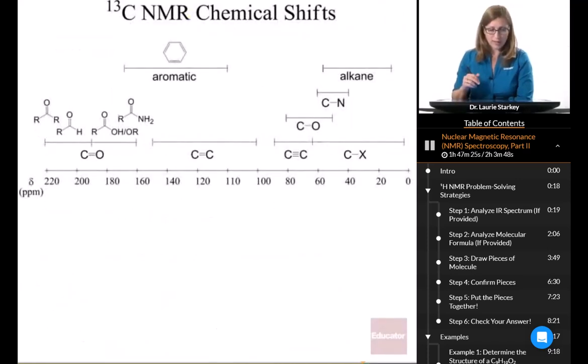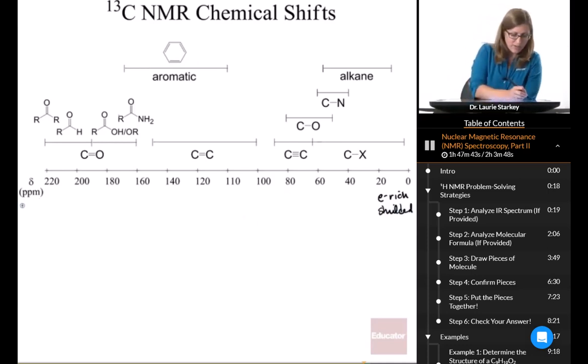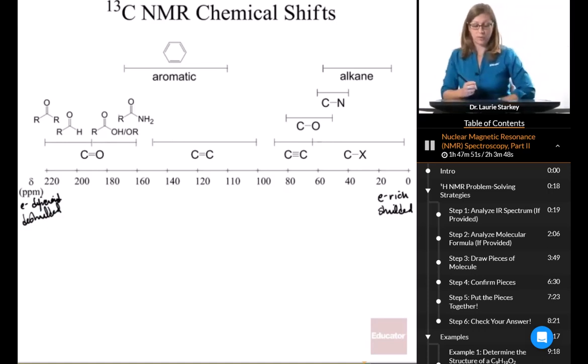So let's take a look at what affects the chemical shifts of C-13. It has the same concept as proton NMR, in that if you are electron rich and shielded, those are things that come upfield and closer to zero, where down here we have electron deficient carbons that are deshielded. Okay, so that concept still holds.